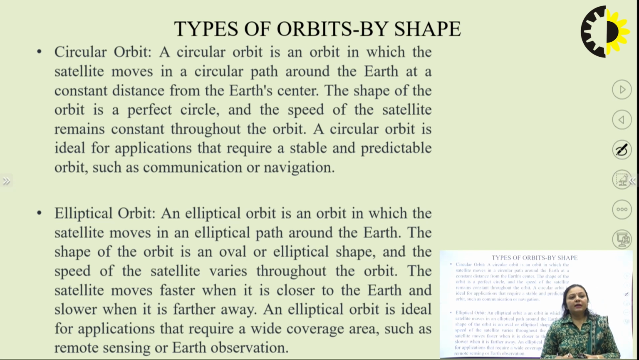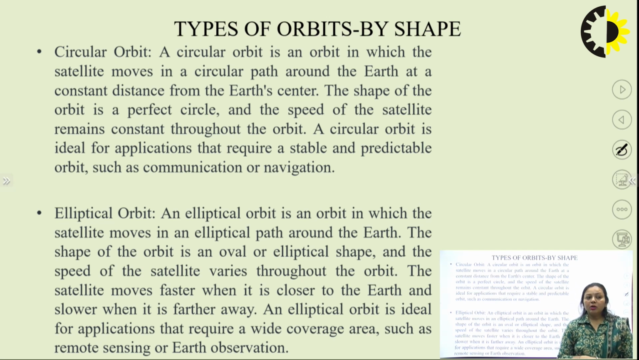A circular orbit is an orbit in which the satellite moves in a circular path around the Earth at a constant distance from the Earth's center. So, the shape of the orbit is a perfect circle and the speed remains constant throughout the orbit, and it is ideal for applications that require a stable and predictable orbit, such as communication and navigation.